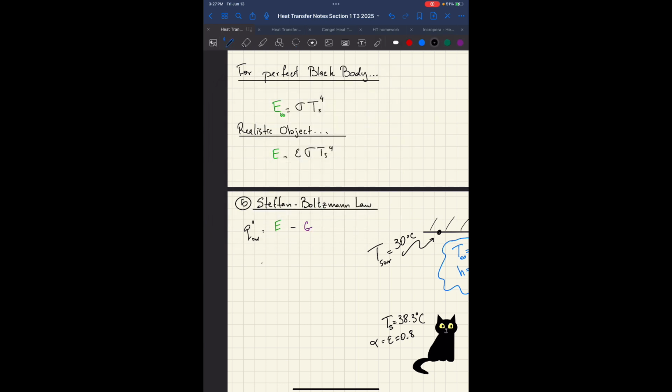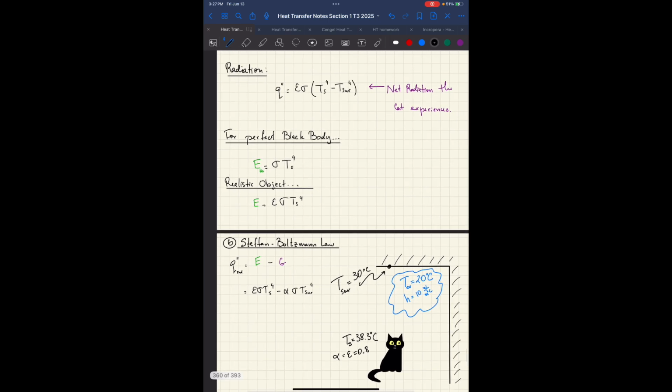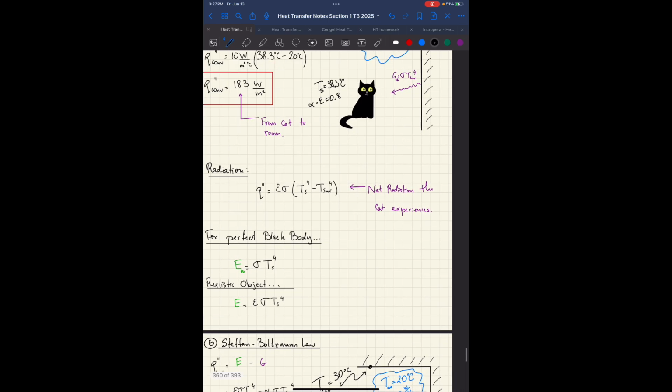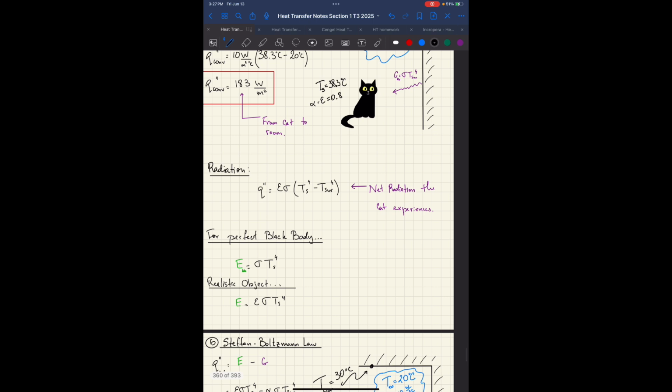So what is the cat emitting, right? It's epsilon sigma temperature of the cat to the fourth power. What is the cat absorbing? It's what's coming from the surroundings, which is sigma times T surrounding to the fourth power. But then you have to also multiply by the absorptivity of the cat, because the cat is not getting all of that, it's only getting a fraction of that.